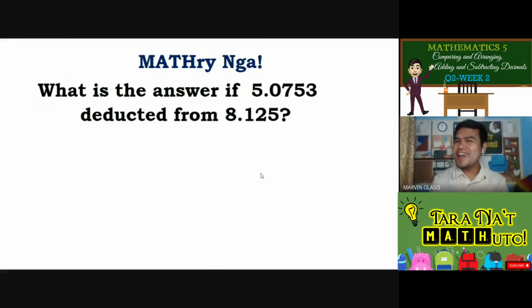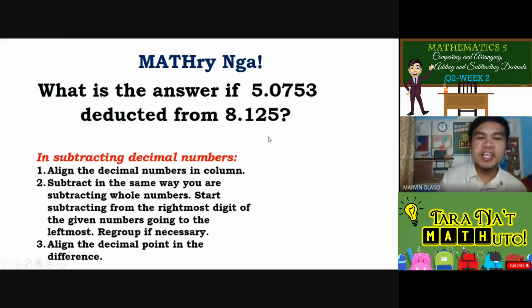Math try na. Now, what's the answer if 5 and 753 ten thousandths deducted from 8 and 125,000? Since we are talking of deducted, kakaltasan, then the operation is, yes, it's subtraction. Okay, in subtracting decimal numbers, let's follow again the step by step. Number 1, align the decimal numbers in column. Okay, common mistakes kapag ganito ang tanong.